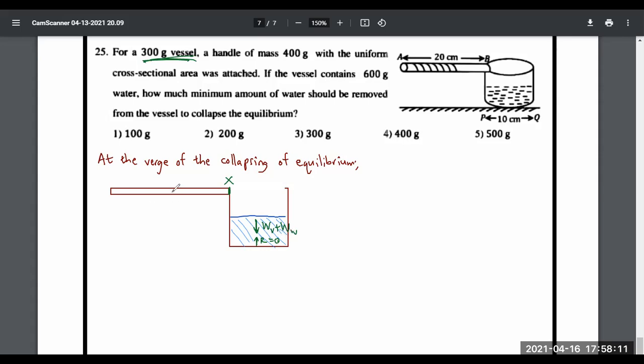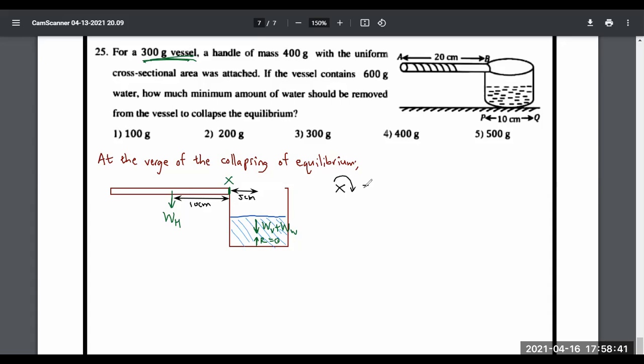And here we will have the weight of the handle. And what will be this distance now? It is 10 centimeter. This distance will be now 5 centimeters. And this distance will be half of that. That will be, now this is going to be 5 centimeters, and this is going to be 10 centimeters. Right. Now we are going to find out how much water is going to be here.